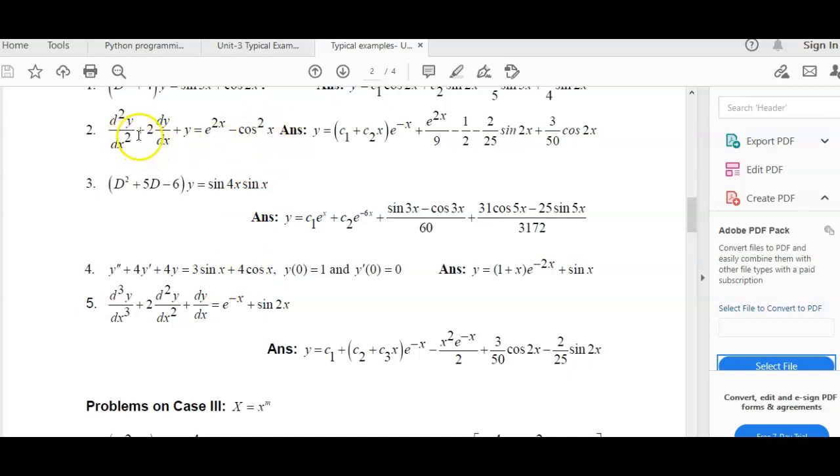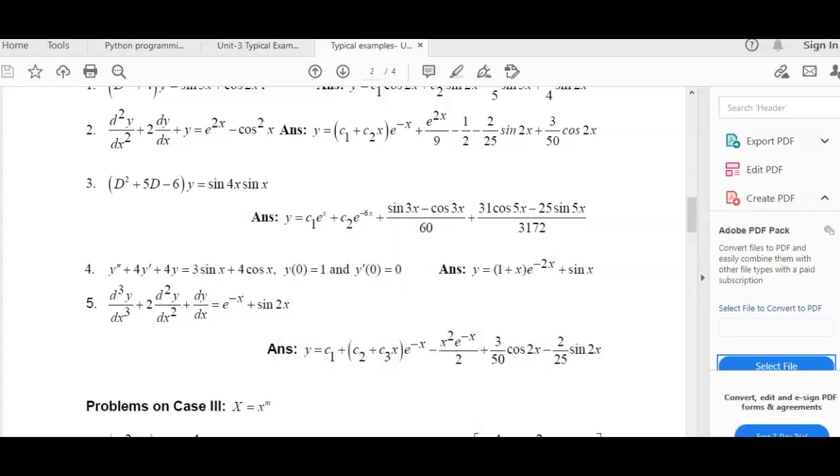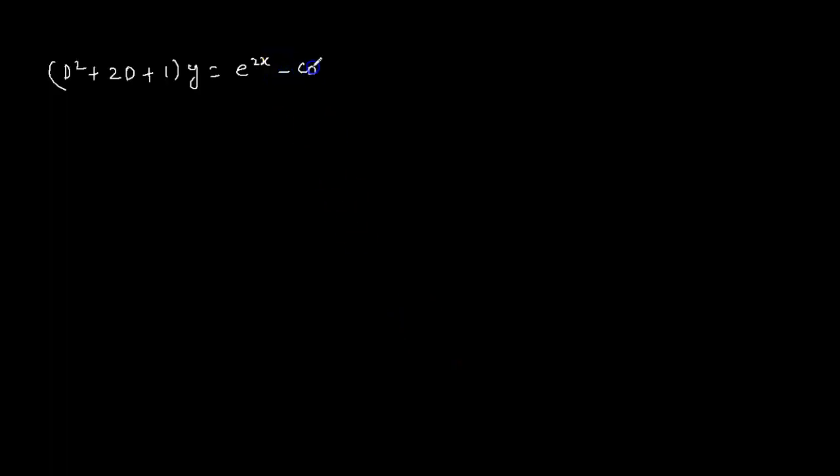This one, cos square, I will do it. So (D square plus 2D plus 1) y equals e to the power 2x minus cos square x. So tell me the auxiliary equation first.